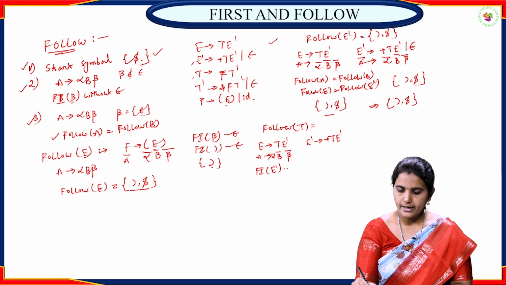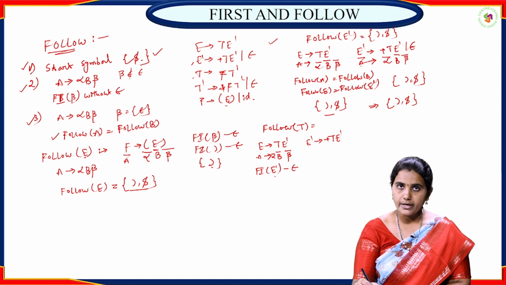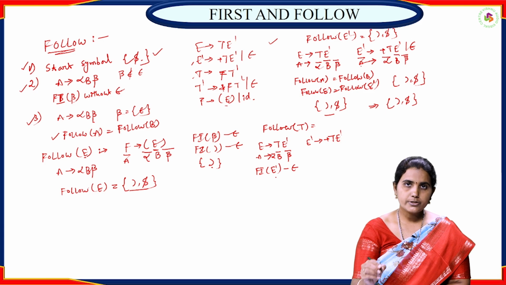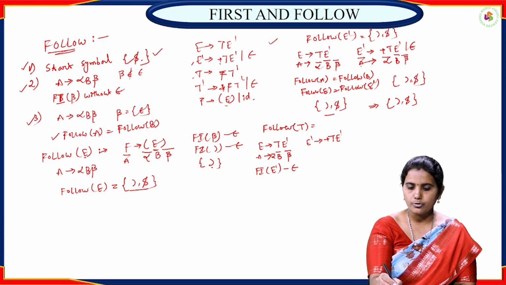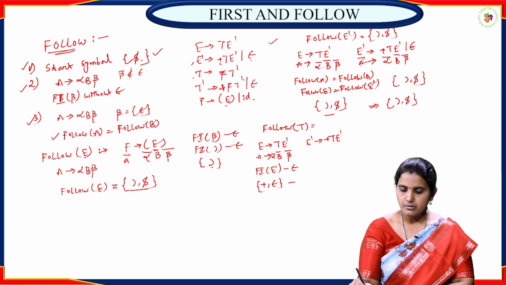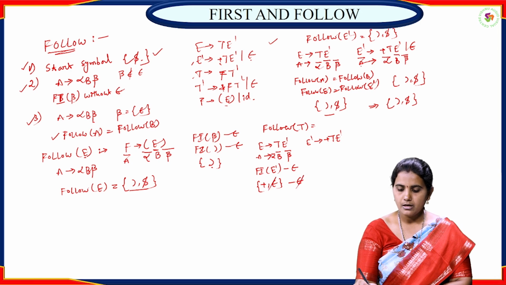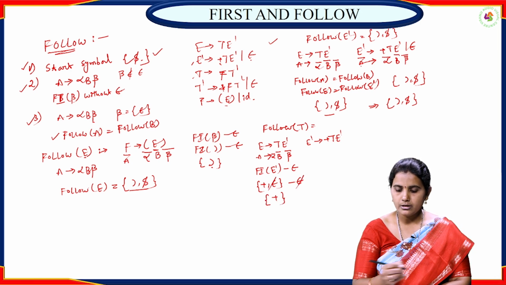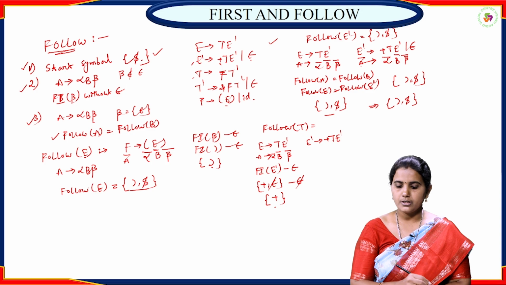First of E dash minus epsilon. In this case, first of E dash. What is the first formula? It is followed by a terminal. Then go for the first of E dash. Then your output is plus followed by epsilon, means plus comma epsilon. Then minus epsilon means epsilon, epsilon you should cancel. Then your output is only plus. Whenever you are going to apply E implies T dash, your output is plus. Then go for the next production.